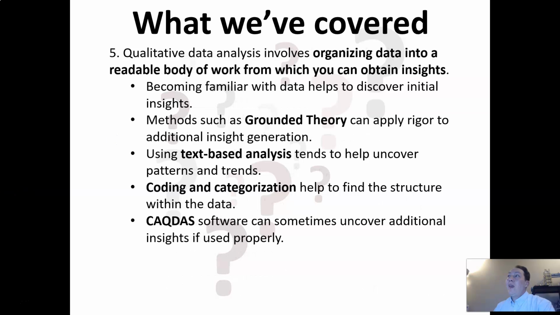Next is that qualitative data analysis involves organizing data into a readable body of work from which you can obtain insights. We want to become familiar with data that helps to discover initial insights. Then we want to use methods like grounded theory to apply rigor to additional insight generation. We want to use text-based analysis to help uncover patterns and trends, and then maybe systems like coding and categorization to help find the structure within the data.